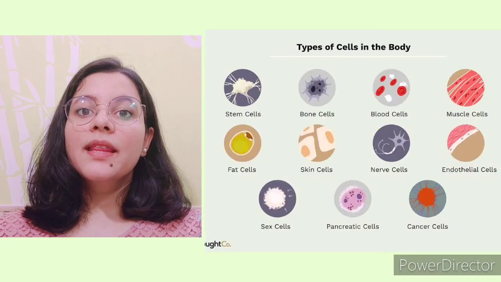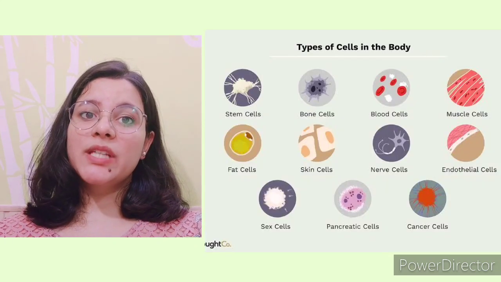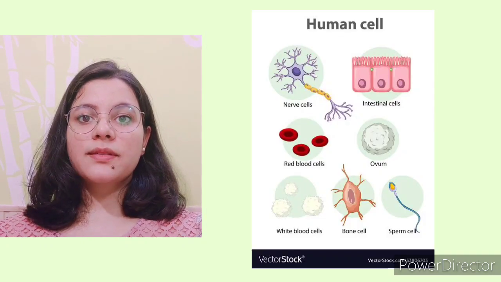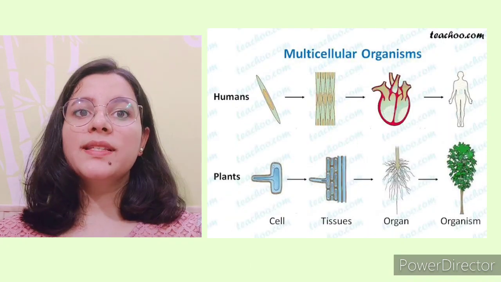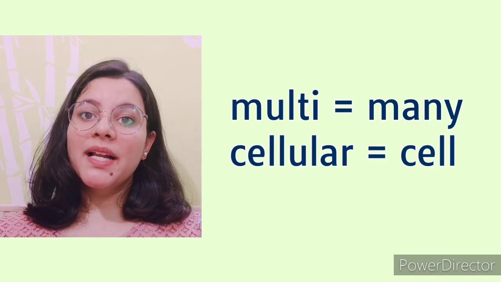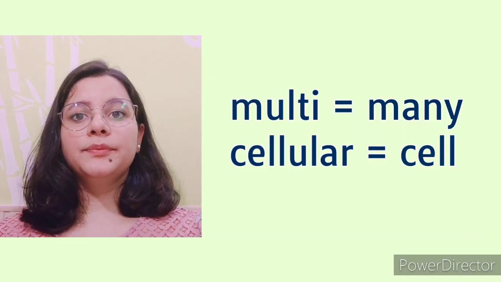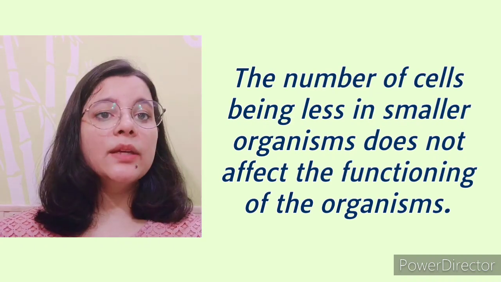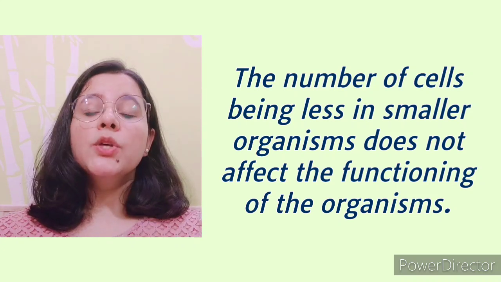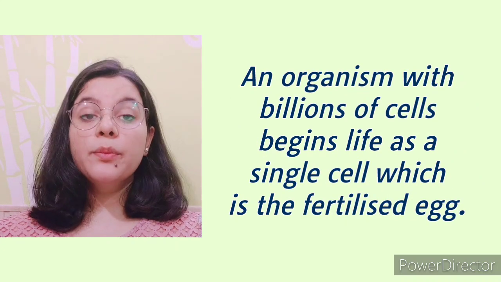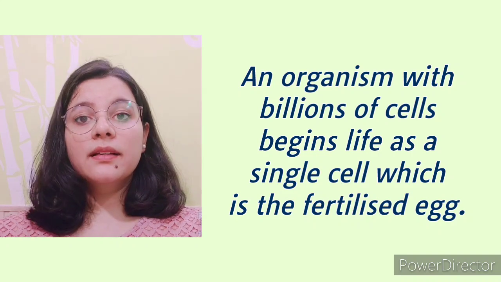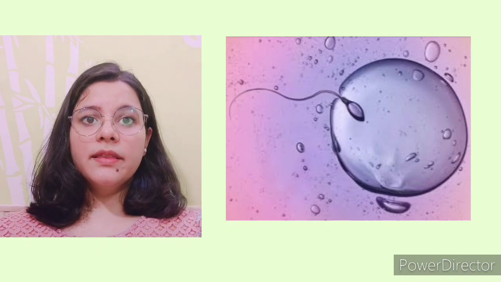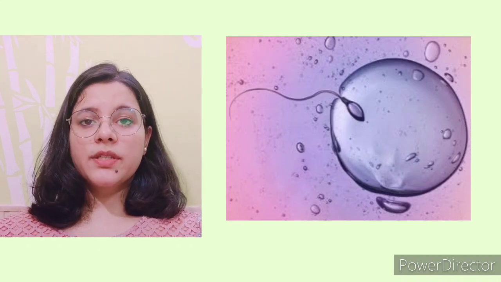Number of cells. There are trillions of cells which vary in shapes and sizes in a human body. Different groups of cells perform a variety of functions. Organisms made of more than one cell are called multicellular organisms. Multi means many, cellular means cell. The number of cells being less in smaller organisms does not in any way affect the functioning of the organisms. You will be surprised to know that an organism with billions of cells begins life as a single cell, which is the fertilized egg. The fertilized egg cell multiplies and the number of cells increases as development proceeds.